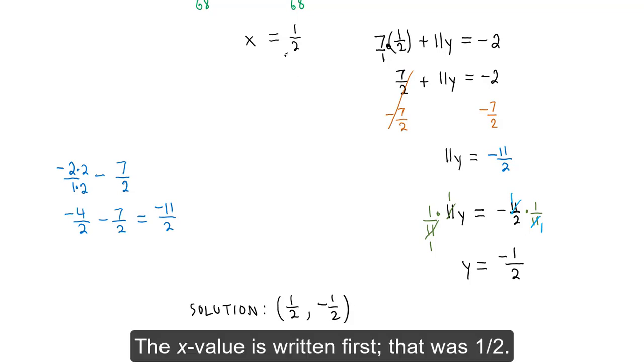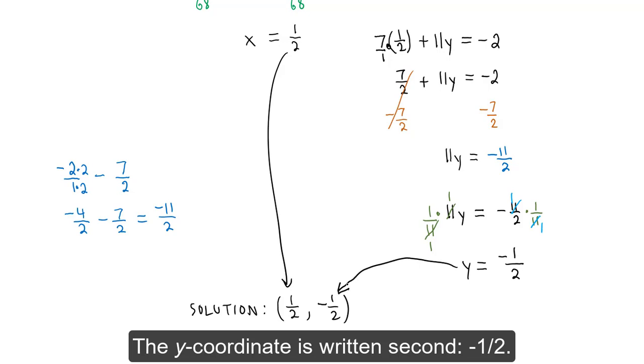The x value is written first. That was positive 1/2. The y coordinate is written second, negative 1/2.